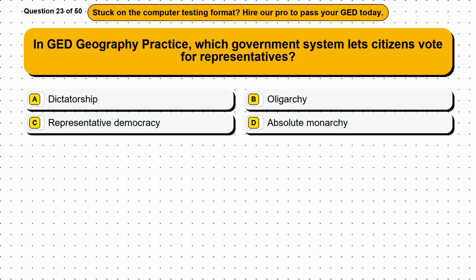Question 23. In GED Geography Practice, which government system lets citizens vote for representatives? Option A, dictatorship. Option B, oligarchy. Option C, representative democracy. Option D, absolute monarchy.